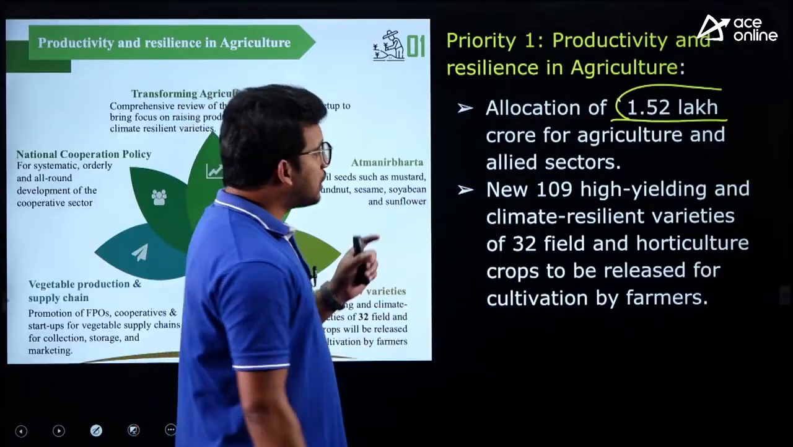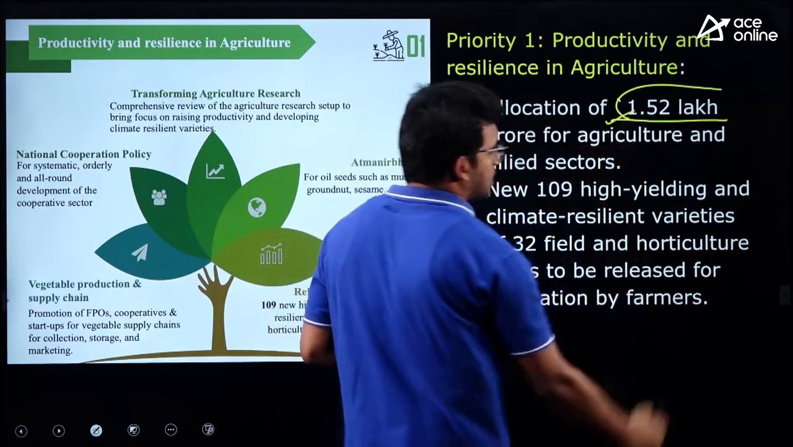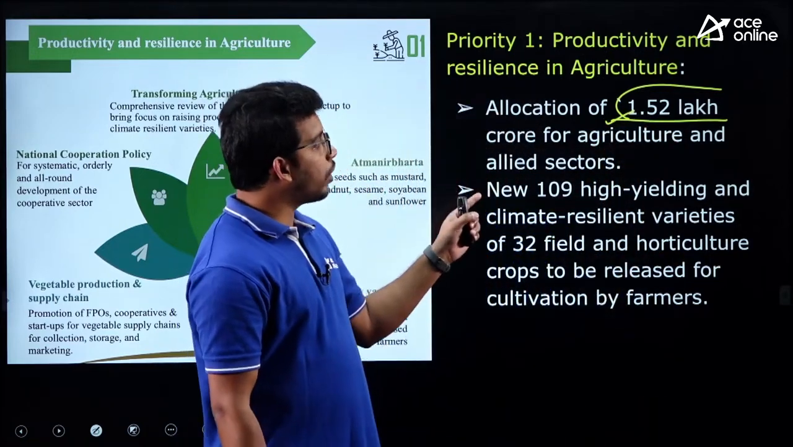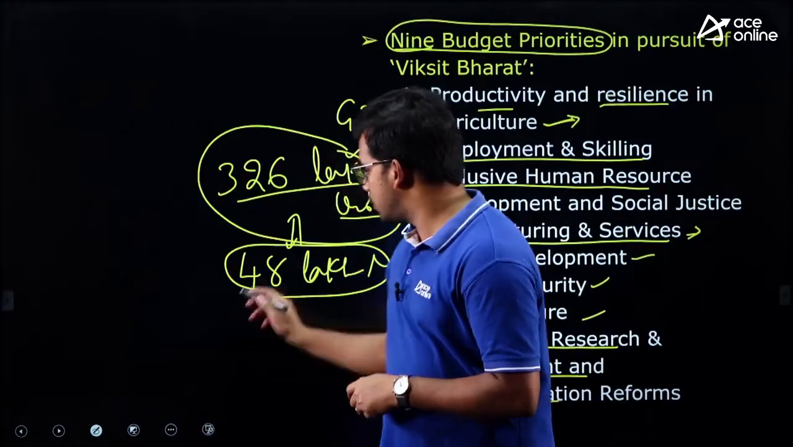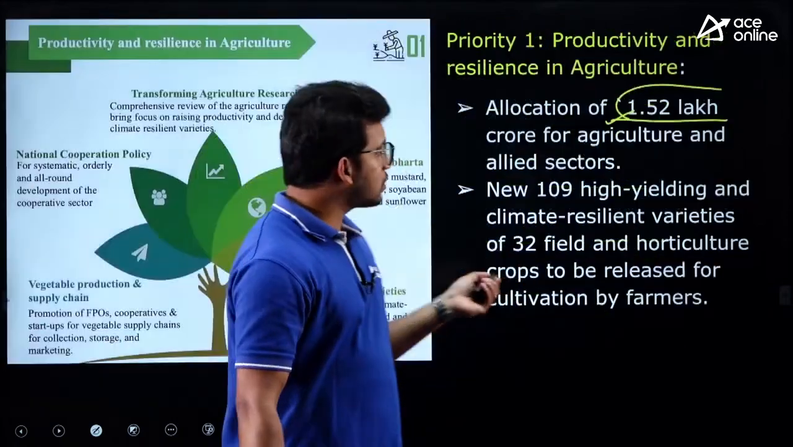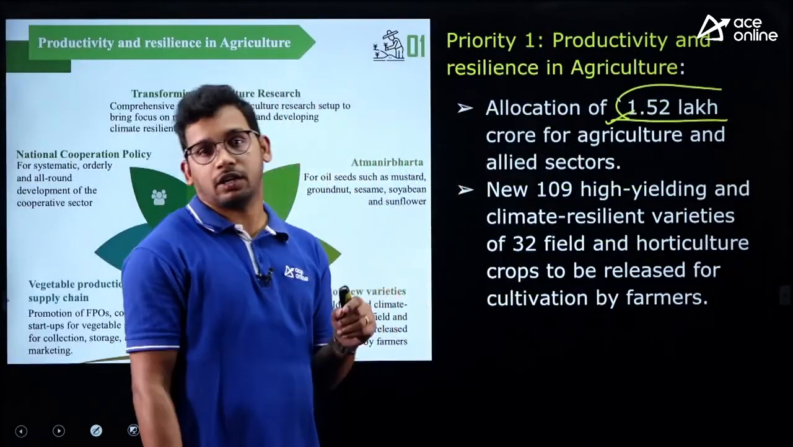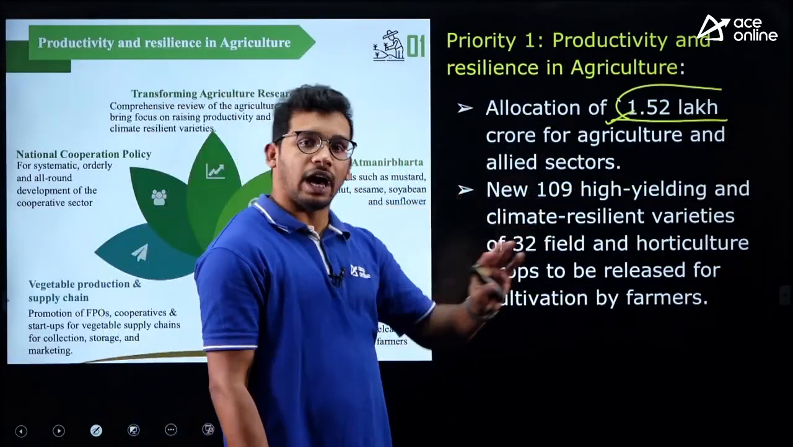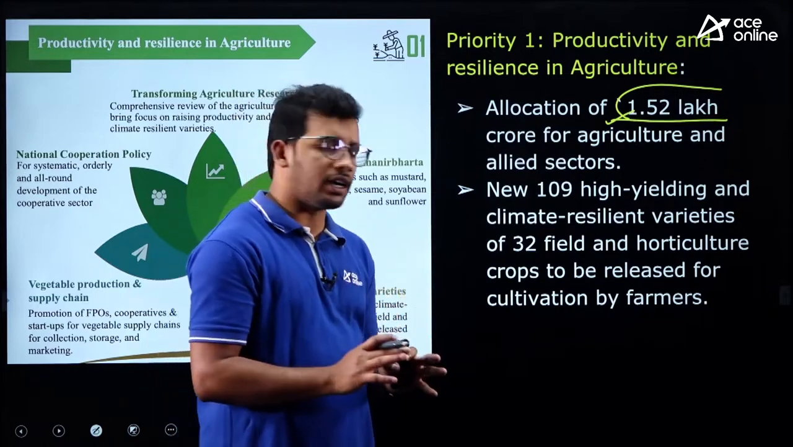Now for agriculture purposes, the government has allocated 1.52 lakh crore. Out of this total budget, the government has allocated 1.52 lakh crores for agriculture and allied sector. So this is just a fund allocation.